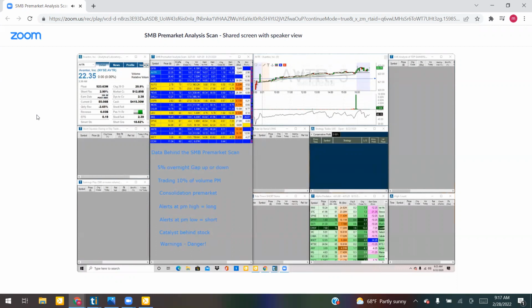the pre-market. Now, if you look on the Zoom screen share, you can see right now I have the pre-market analysis scan up. It's where you see my cursor moving right now. Maybe I should see if I can get myself a better cursor that's easier to view.